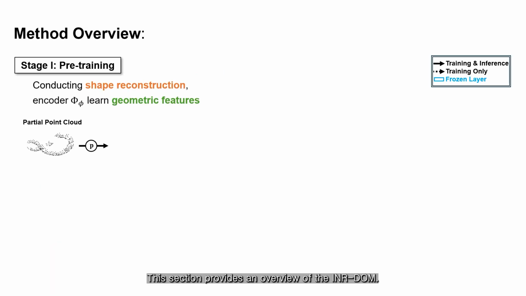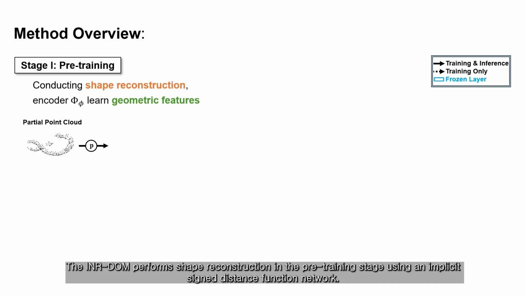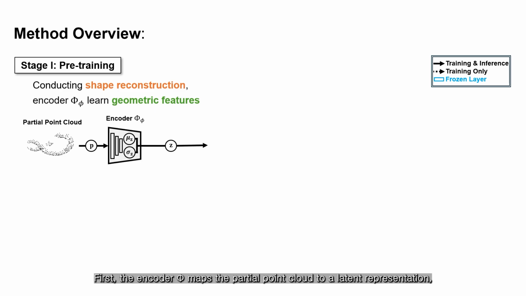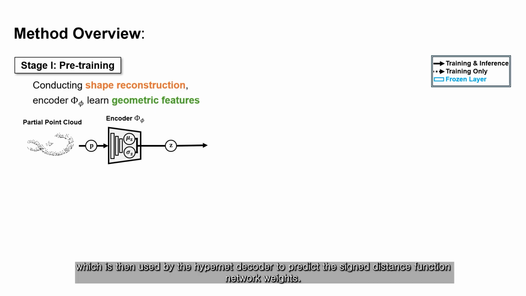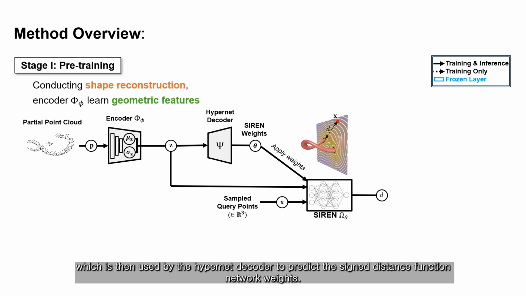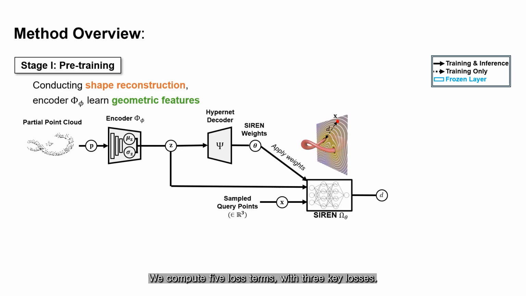This section provides an overview of the Inr-Dom. The Inr-Dom performs shape reconstruction in the pre-training stage using an implicit signed distance function network. First, the encoder phi maps the partial point cloud to a latent representation, which is then used by the HyperNet decoder to predict the signed distance function network weights. We compute 5 loss terms with 3 key losses.